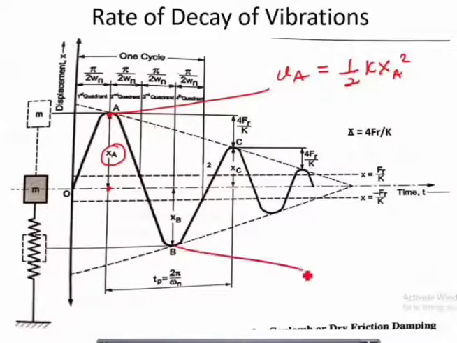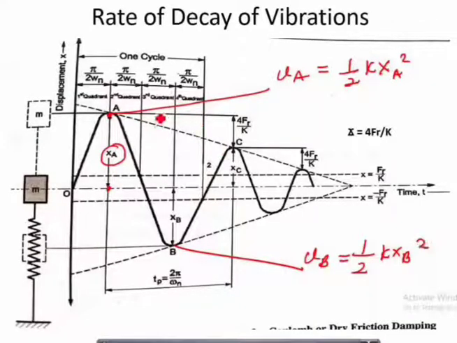Now similarly at position B, again your kinetic energy is 0, velocity of mass M is 0. So the total energy is due to the elastic deformation, the strain energy, and it is given by UB is equal to 1/2 K XB square.